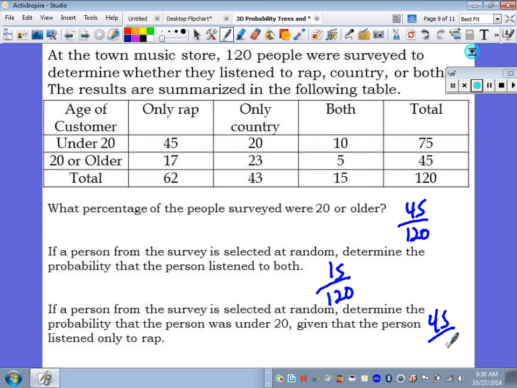Okay, hang on. I did this one, and so I just copied. Okay. So under 20, given that they only listen to rap music. So it should be out of 62. Okay. Just a heads up. Okay. Pretty simple to do.